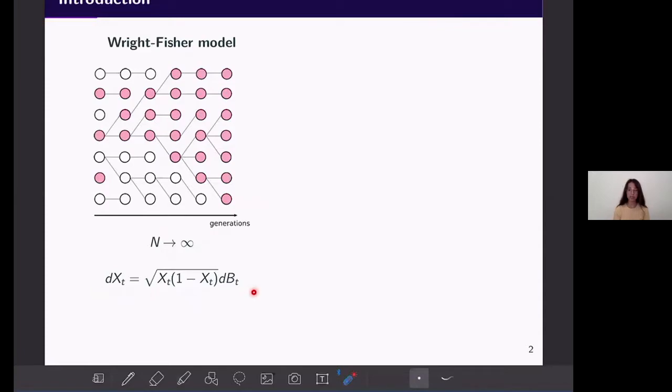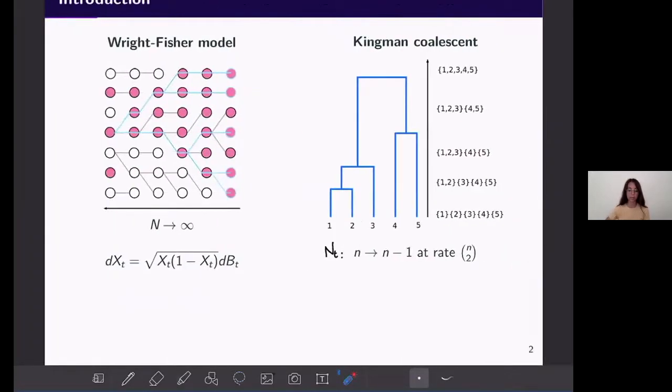of this SDE. Alternatively, if we sample individuals from the last generation and we follow their ancestors backwards in time, this blue genealogical process converges when n tends to infinity to the Kingman coalescent, which is the process valued in the partitions of the natural numbers where each pair of blocks merges at rate 1. N of t, the block counting process, jumps from n to n-1 at this rate.